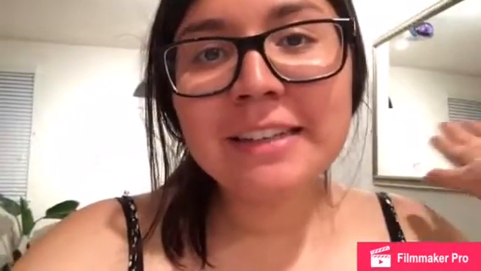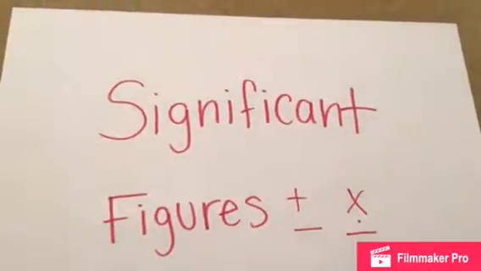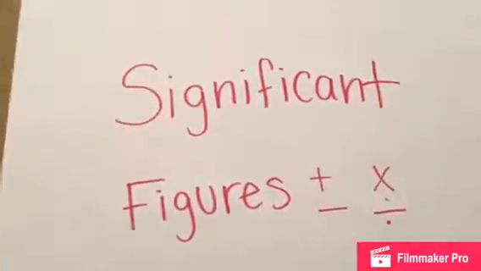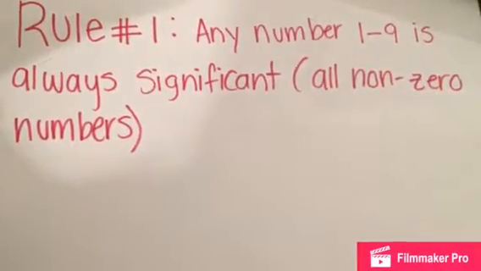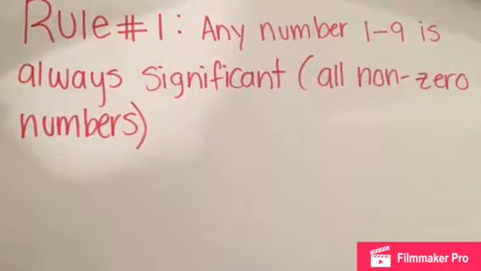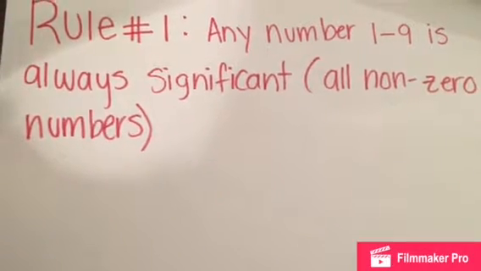Hi, Mrs. Brannon. For today's video or tutorial, I'm going to be talking about significant figures, aka sig figs. There are 4 rules to understanding how to do sig figs, and these are the 4 rules that you need to know. Rule number 1 is any number 1 through 9 is always significant, all non-zero numbers.